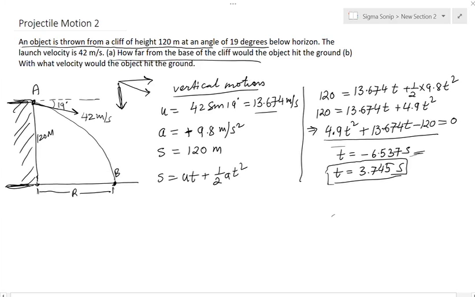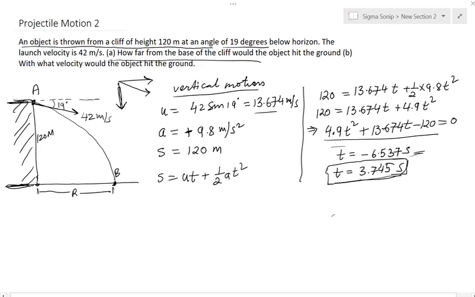Now finding the horizontal distance is straightforward. The horizontal range can be found by multiplying this time of flight with the horizontal velocity. Just to repeat, the horizontal velocity is constant, because there's no acceleration in the horizontal direction. Whenever something is moving freely in Earth's gravitational field, the acceleration is always 9.8 meter per second squared vertically downward.